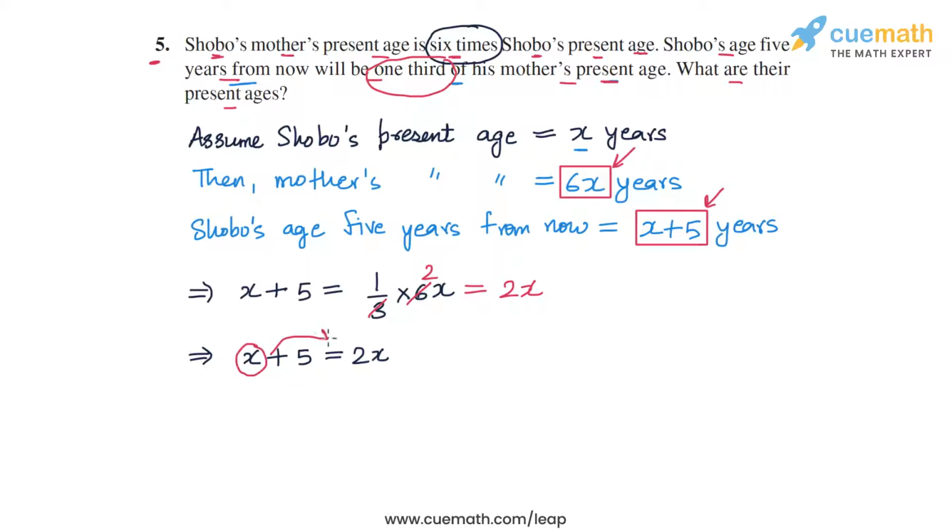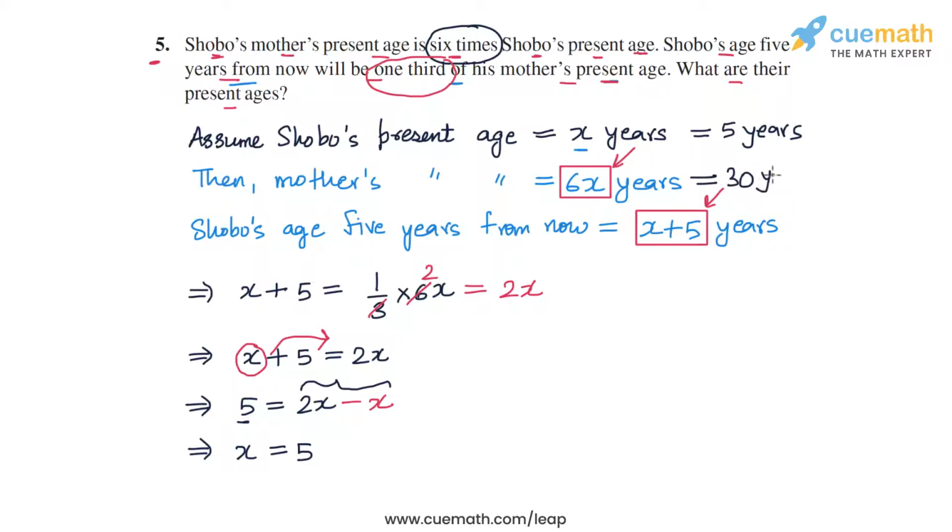Now we just take this x and transpose it to the right side, and that will give us 5 on the left side, and on the right side we have 2x and then the transposed term minus x, and therefore we get 2x minus x is equal to x. So we write x on the RHS and 5 on the LHS. So we get x equal to 5. This means that Shobo's present age is 5 years and his mother's present age is 6 into 5, or 30 years.